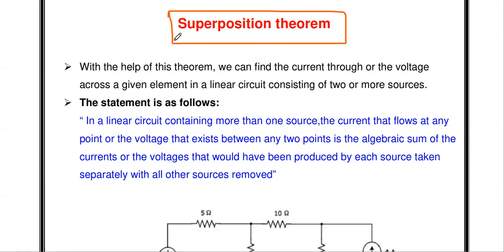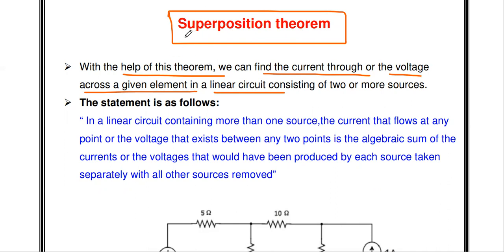So what is the use of the superposition theorem? Using this theorem, we can find the current through any branch or the voltage across any element in a linear circuit. It is important: the superposition theorem is applied only for linear circuits. For non-linear circuits, this theorem is not valid.